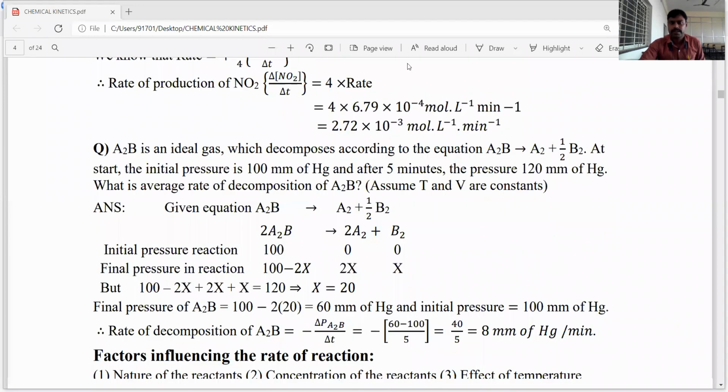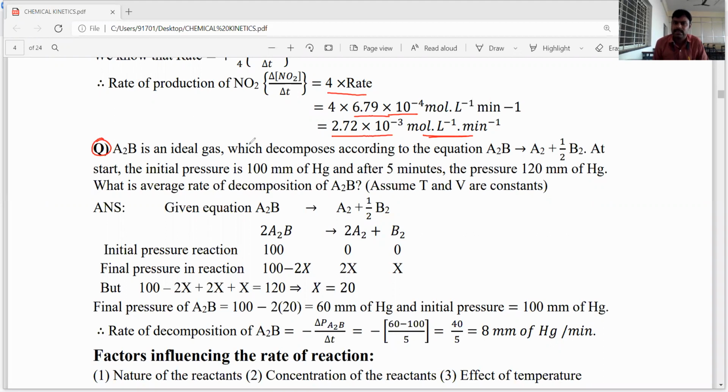Just listen, dear students, the rate of production of NO2 is equal to 4 times the rate. The rate value we already know is 6.79 into 10 to the power of minus 4, which on simplification gives 2.72 into 10 to the power of minus 3, with units of mole per liter per minute. Okay, this is one important question. Let's see one more important question, dear students.